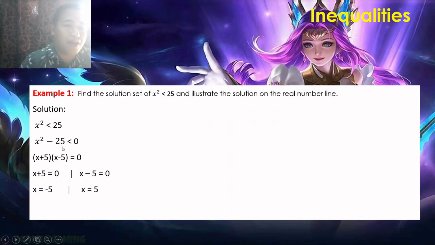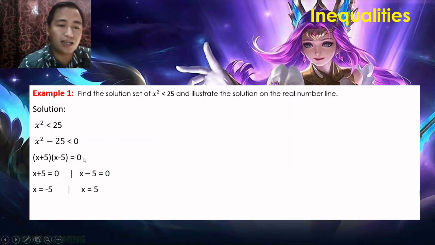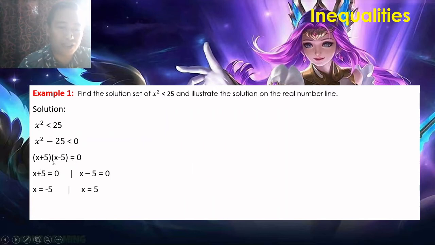Factor ni x squared minus 25 is x plus 5 times x minus 5. So, i-equate nato, class, sa 0. Okay? So, para makuha nato, class, ang mga roots niya. So, again, para ganina, class, gi-equal ra nato sa 0. Inig-factor na ninyo, class, equal sa 0. So, x plus 5 is equal to 0, and then x minus 5 is equal to 0. So, di ba, either sa ilang duha ang ma-0. Kung 0 ang isa, ma-0 ang answer. Okay, so x is equal to negative 5. Kaya di ba, plus 5 transfer, negative 5.